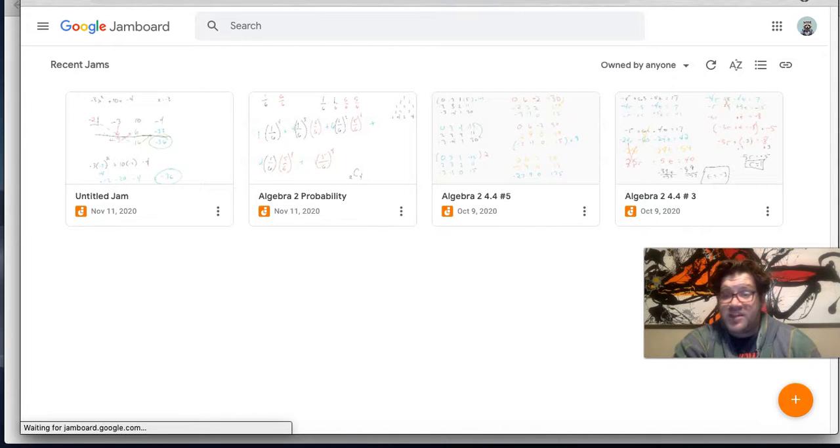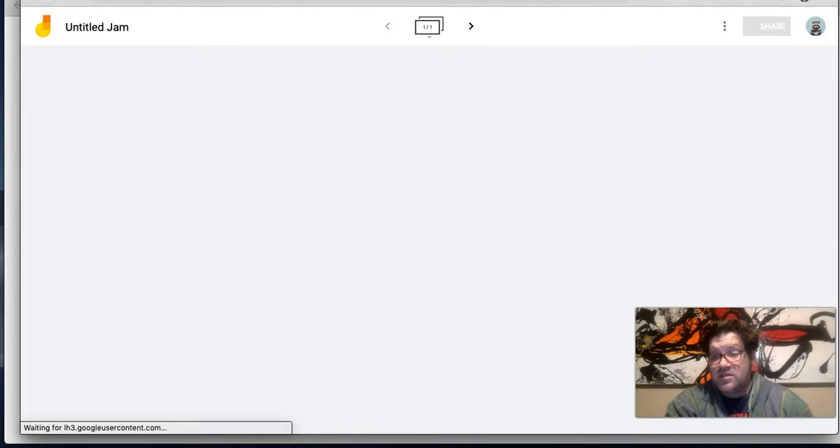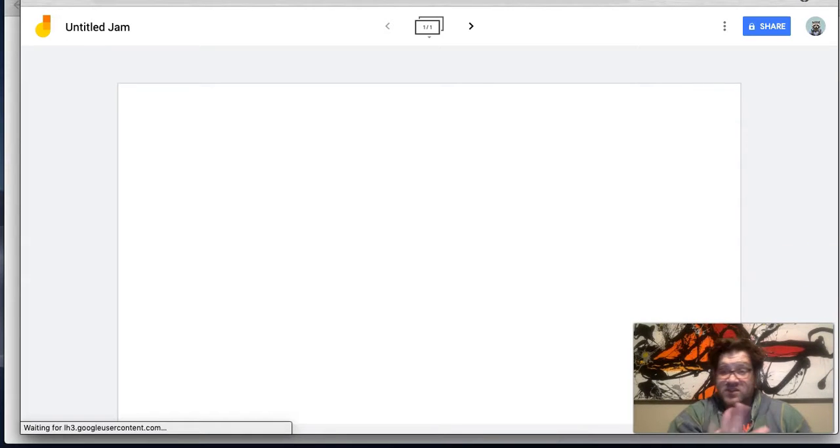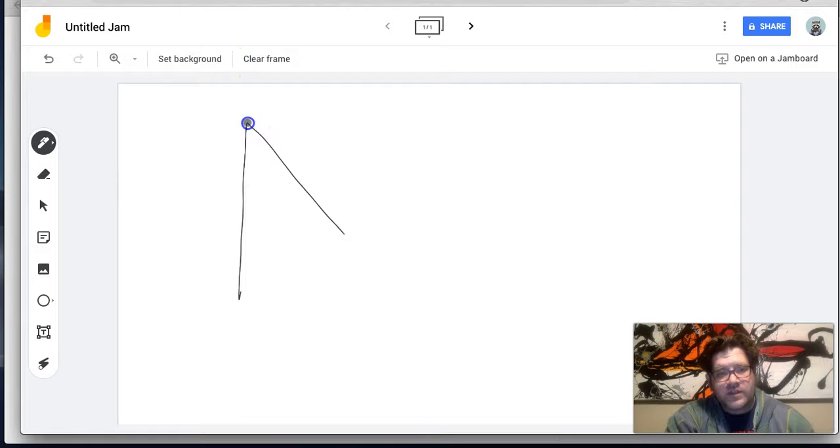So I'm trying out this Jamboard thing. I know Mr. Purdy uses it a lot, and he's like, this is amazing. Jamboard's so great because you guys can write on it. I like it because it's like the whiteboard, but I can do multiple pages and I can save it. Okay, so let's make that triangle. Looks like this, right?